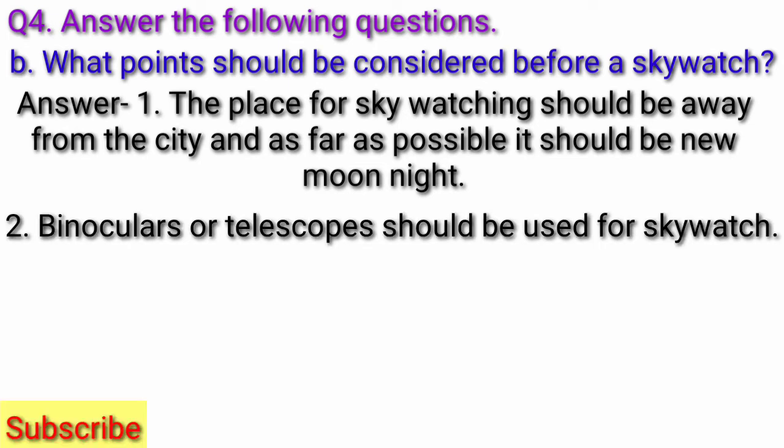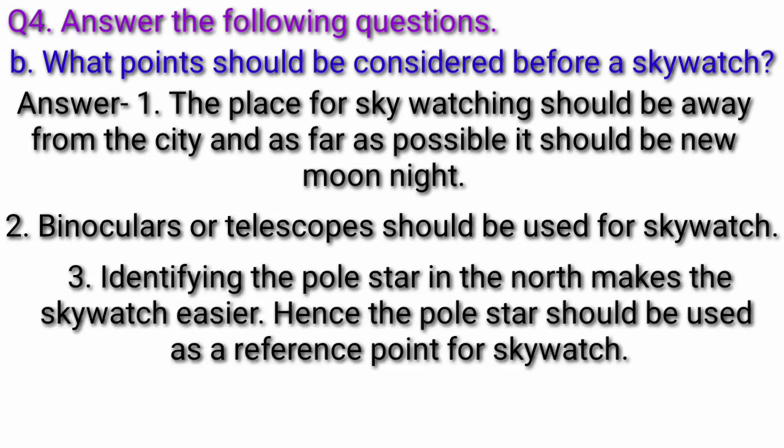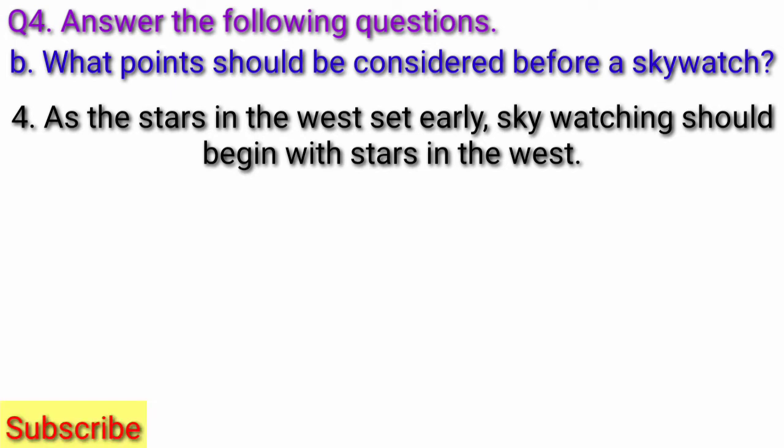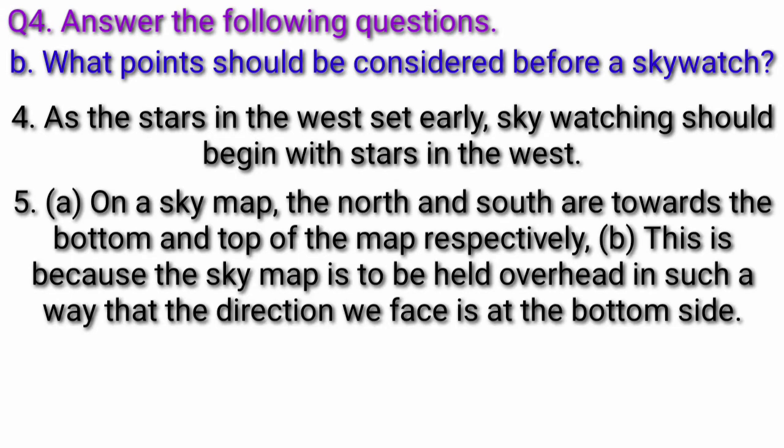Binoculars or telescopes should be used for skywatch. Identifying the pole star in the north makes the skywatch easier. Hence, the pole star should be used as a reference point for skywatch. As the stars in the west set early, sky watching should begin with stars in the west. On a sky map, the north and south are towards the bottom and the top of the map respectively. This is because the sky map is to be held overhead in such a way that the direction we face is at the bottom side.